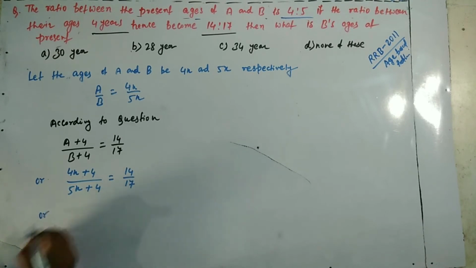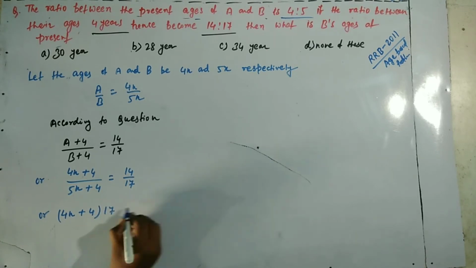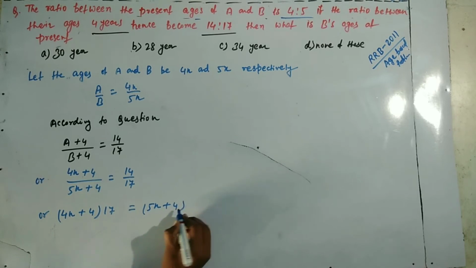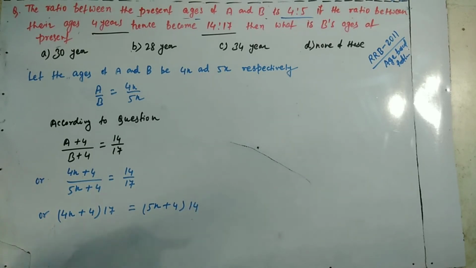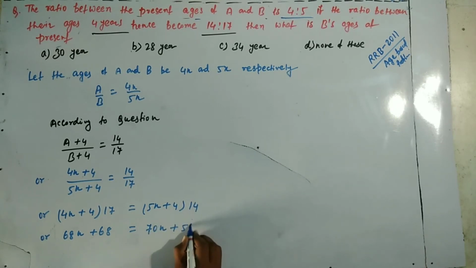Now we solve the equation. (4x plus 4) into 17 equals (5x plus 4) into 14. After that, you can solve the equation: 68x plus 68 is equal to 70x plus 56.